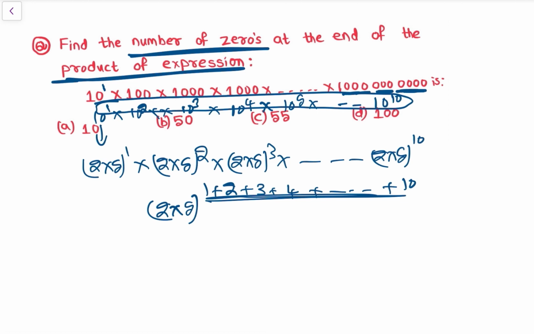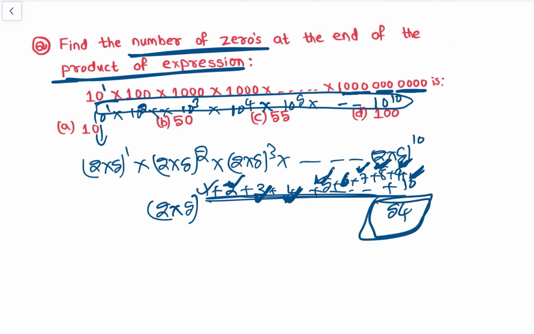So 1 plus 2 plus 3 plus 4 plus 5 plus 6 plus 7 plus 8 plus 9 plus 10, how much will it come? 1 plus 2 is 3, 3 plus 3 is 6, 6 plus 4 is 10, 10 plus 5 is 15, 15 plus 6 is 21, 21 plus 7 is 28, 28 plus 8 is 36, 36 plus 10 is 46, 46 plus 9 is 54. So 54 zeros. But 54 is not in the options, I think we missed something.